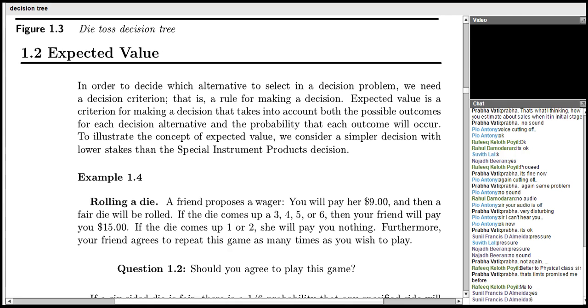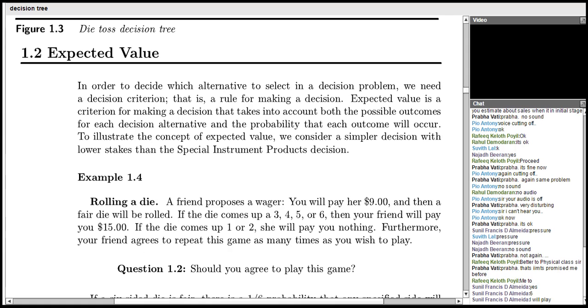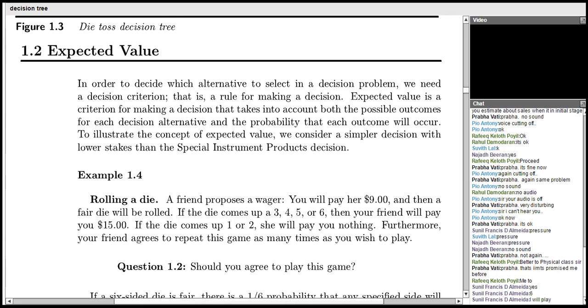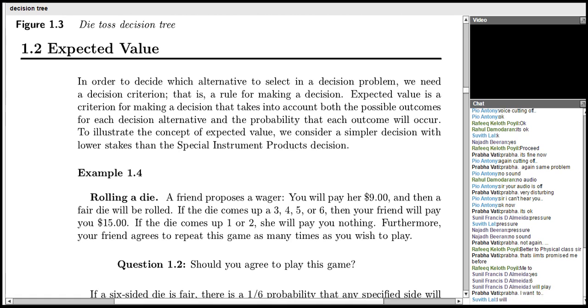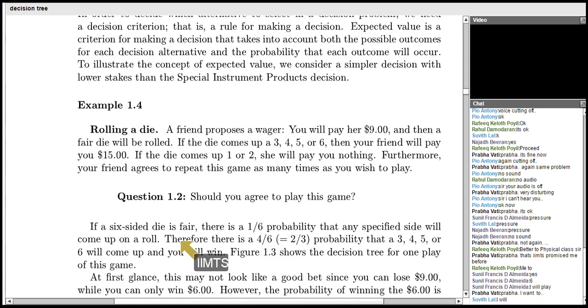If you say you're going to play, that's $6. That's correct. Now, how many people are going to play and how many will not want to play? Francis says he's going to play. Okay, Prabha is going to play. Savid will play. Now, let's look at the probability. Let's not just jump into that.